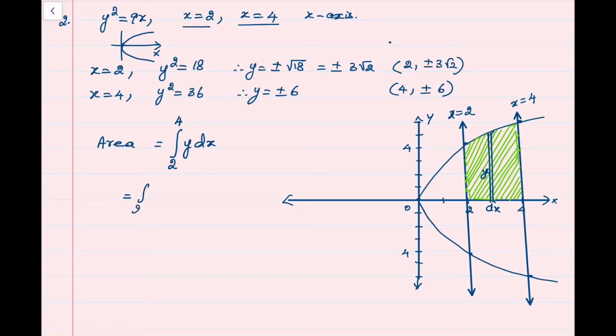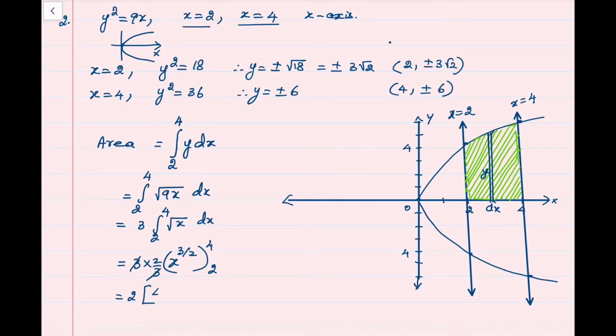And y from the parabola equation is root of 9x dx, and root 9 is 3, which is a constant. We can take it outside the integral. x power half plus 1 is 3 by 2, divided by 3 by 2, which can be written as 2 by 3, and the limits are 2 to 4.